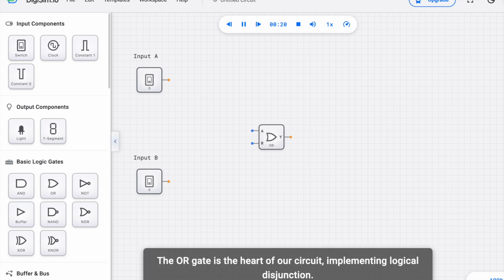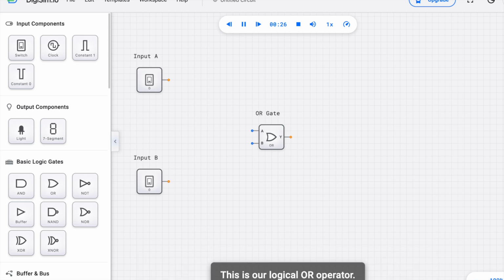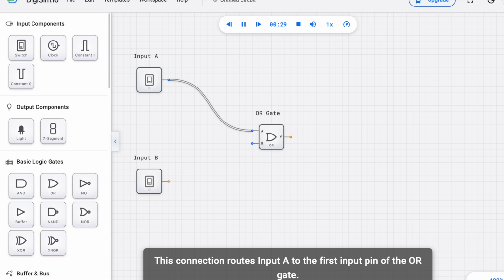The OR gate is the heart of our circuit, implementing logical disjunction. This is our logical OR operator. This connection routes input A to the first input pin of the OR gate. Input B connects to the second pin, completing the input stage.